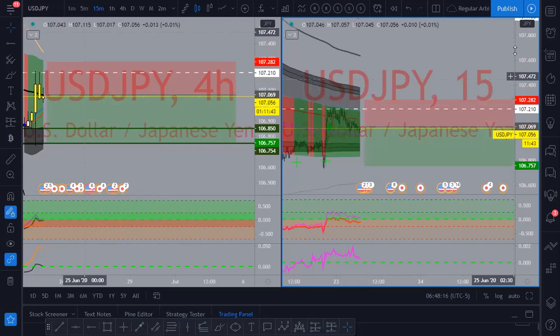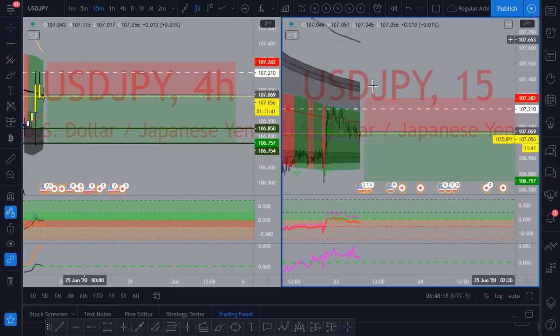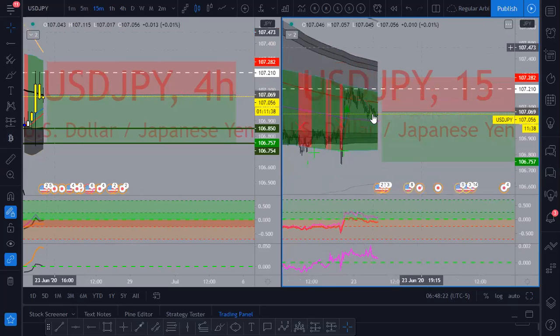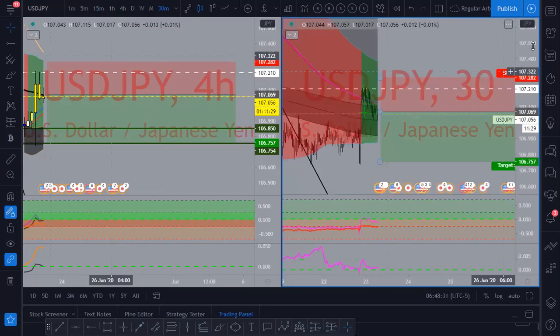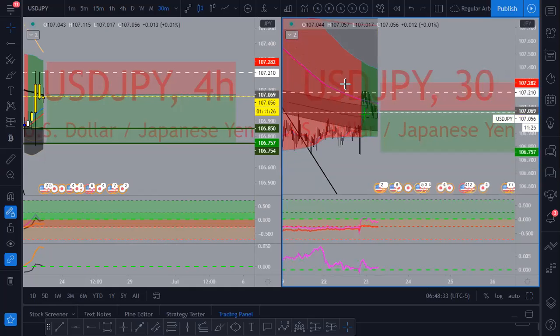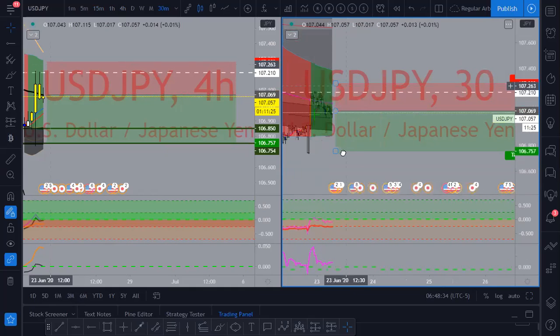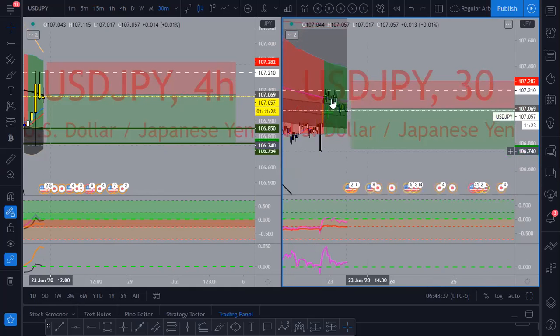Let's see here. So on here, if I'm not mistaken, this actually is the 30-minute that I'm looking for. Yeah, there we go. So on here, it looks like price did want to try to buy, but it ended up rejecting, faked out, rejected off of the 30-minute RSI line for a potential drop some more.